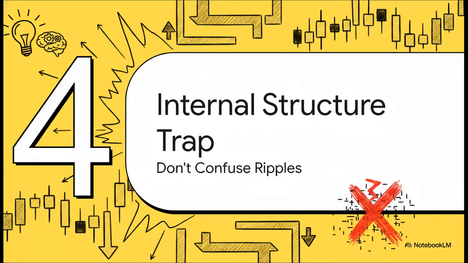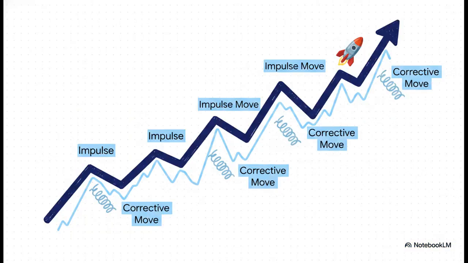Now let's talk about what is without a doubt the single biggest and most costly mistake beginners make with market structure. I promise you, once you understand this one concept, you're going to save yourself from so many bad trades. So first, you need to get that any trend is made up of two different kinds of moves. You have the impulse move, that's the strong, powerful push in the direction of the main trend. And then you have the corrective move. That's the smaller pullback where the market kind of takes a breath before its next big push.